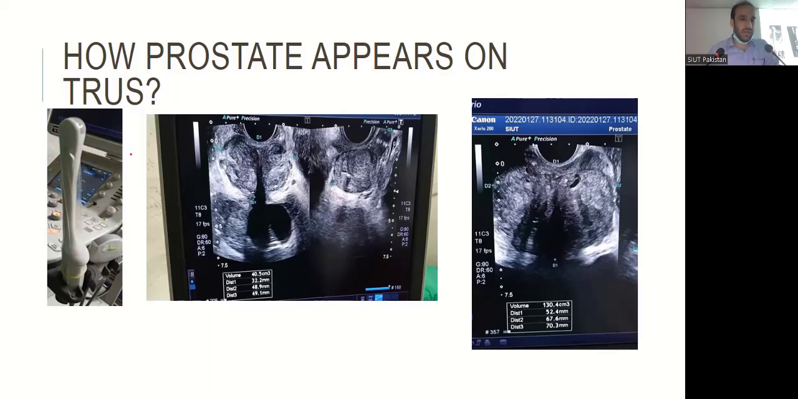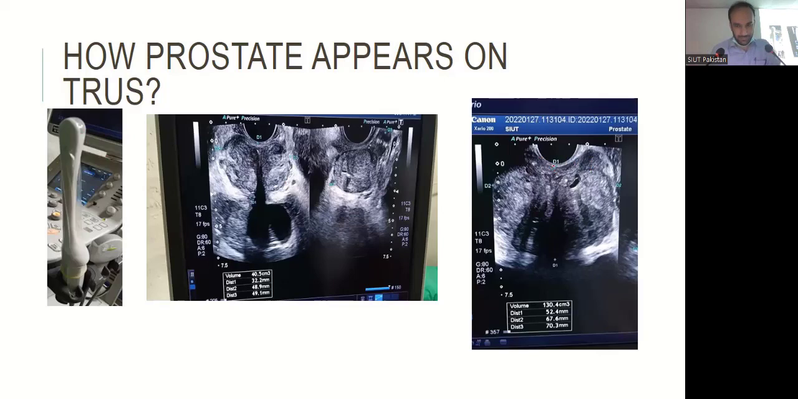The ideal insertion is to the anorectal junction, not into the complete rectum, because that will be so painful. When we do a TRUS, we will ask the patient to empty the full bladder, so that will be less painful for the patient. And also we will see the post-void residual in the urinary bladder.